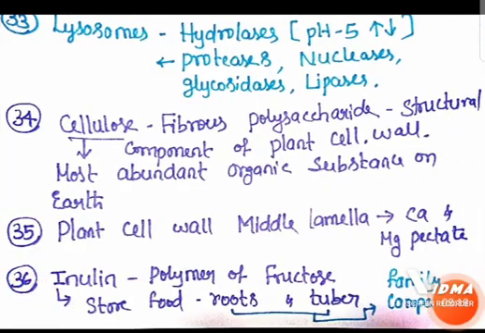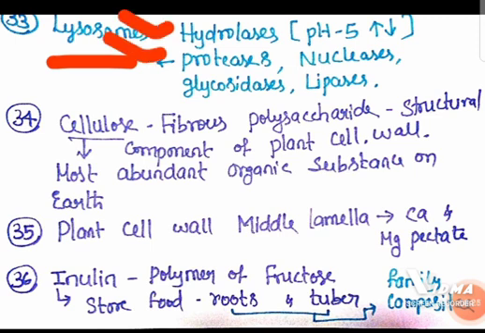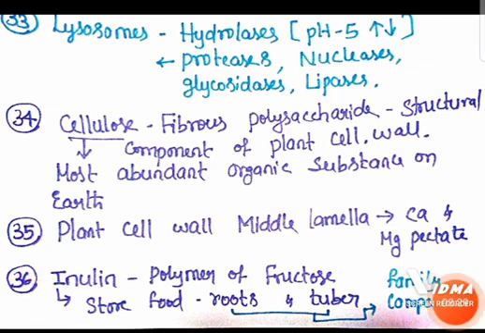These are the examples. Now, lysosomes are the suicide bags of the cell. You can find many enzymes like hydrolase, protease, nuclease, glycosidase and lipase. Remember, these different enzymes are present in lysosomes. In that, hydrolase is going to maintain a pH of 5, an acidic pH.